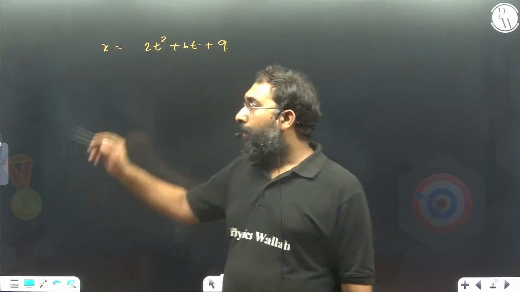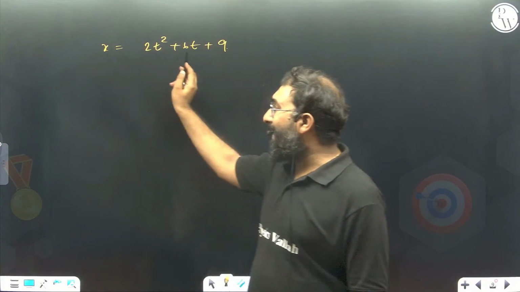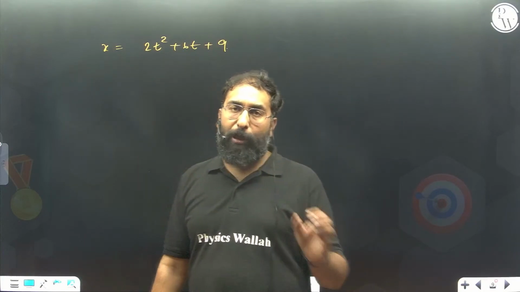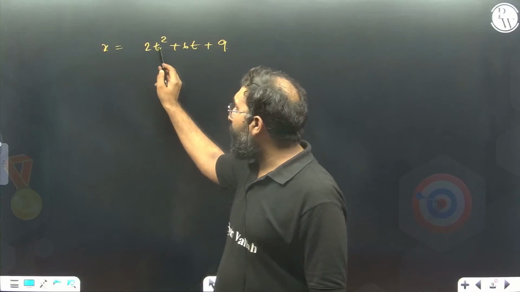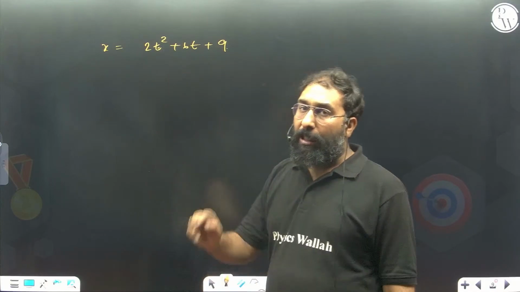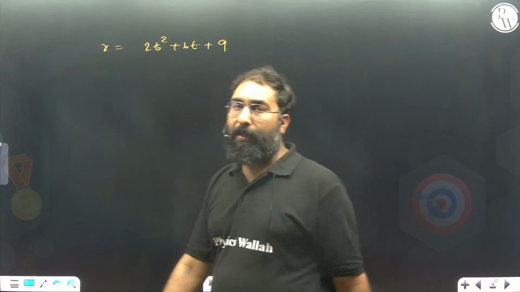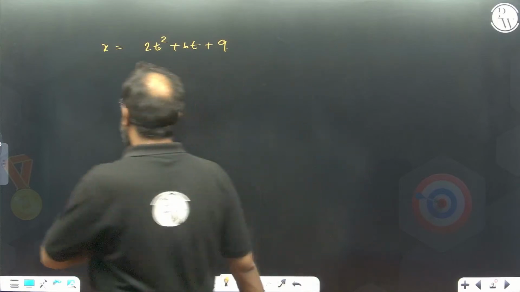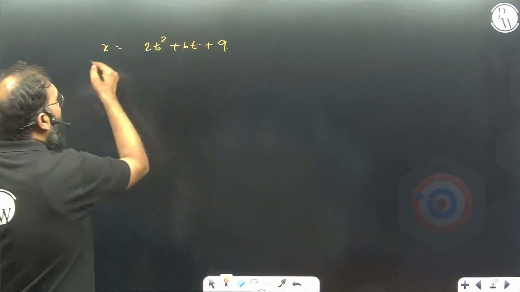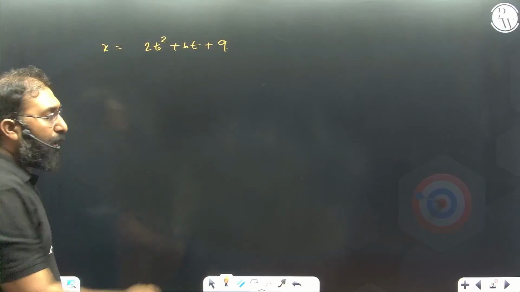So if I draw a graph between x and t, it will be a parabolic function, and since the coefficient of t square is positive, it will be an upward parabola. Okay. So from here I want to find out the velocity of the body.